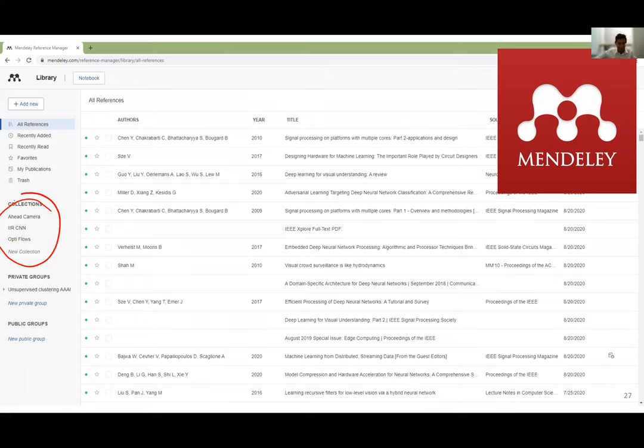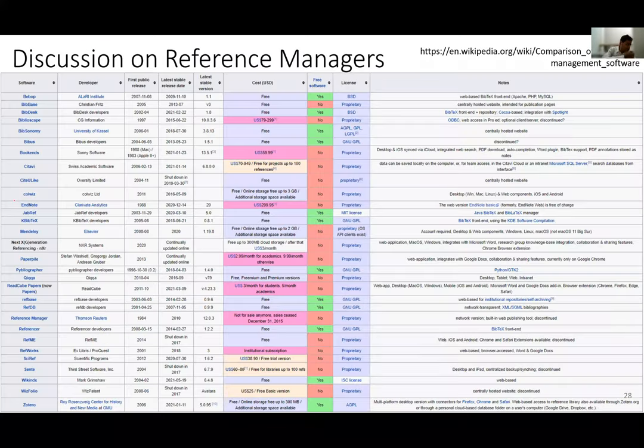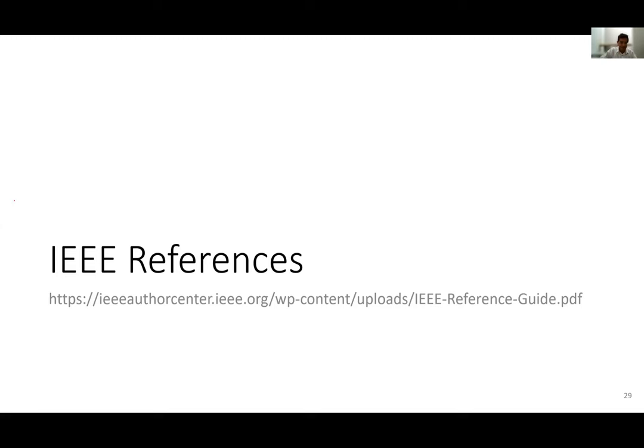This is an example, I don't use this. You can categorize them also, then you can quickly access these papers. There are so many reference managers like Mendeley. This Wikipedia page lists all the pros and cons of those. I will not go through them.